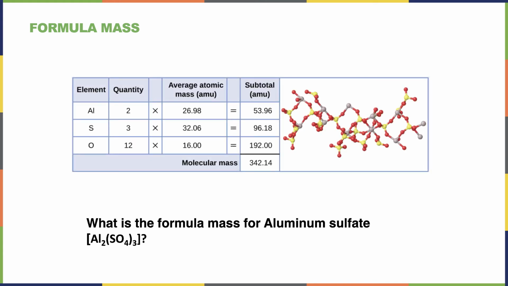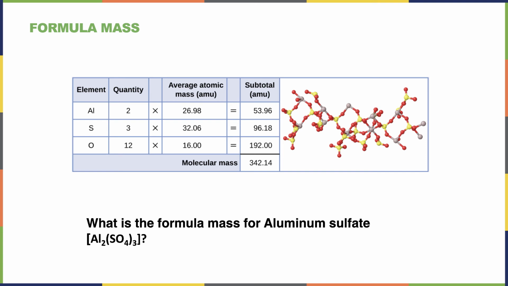Here is this box. You have aluminum, sulfur, and oxygen. Aluminum has a subscript of 2, so you have 2 aluminums. I told you that if you have this 3 outside the parentheses, it means you multiply everything inside by 3. So you have 3 sulfurs and 3 times 4 or 12 oxygens. You look in the periodic table and you find that the atomic mass for aluminum is 26.98. The atomic mass for sulfur is 32.06, and the atomic mass for oxygen is 16.